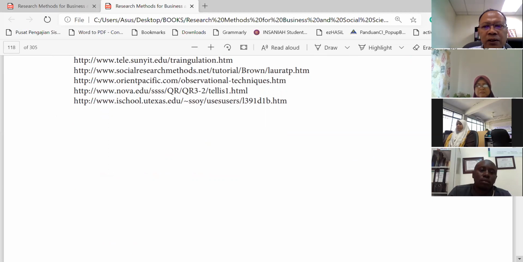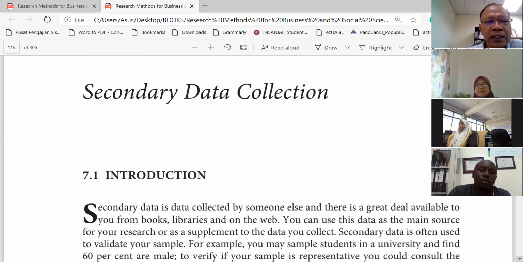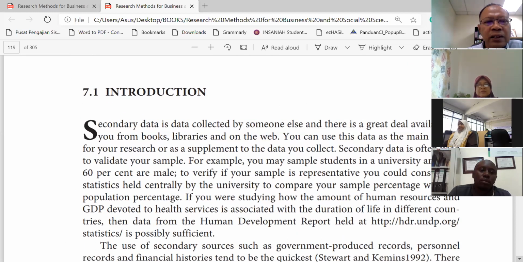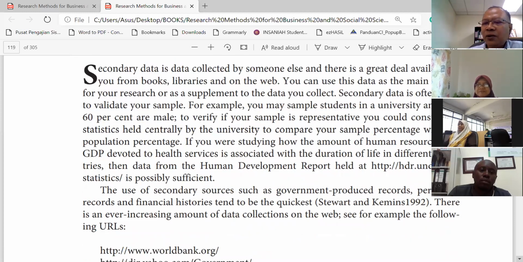Okay, we are done with primary data collection. We go a little bit on secondary data collection. Secondary data is data collected by someone else, and there is a great deal available to you. You can get secondary data from books, libraries, on the web. Nowadays you don't have to go to libraries. You can use e-library or Google. You can search even in Google or Google Scholar.